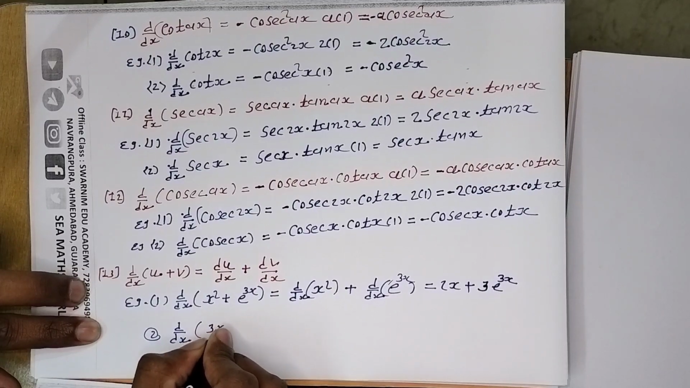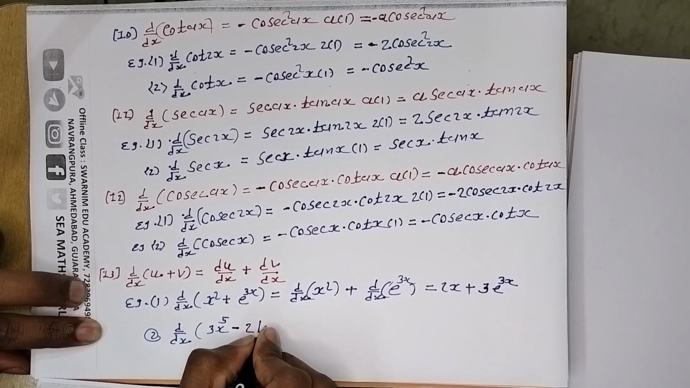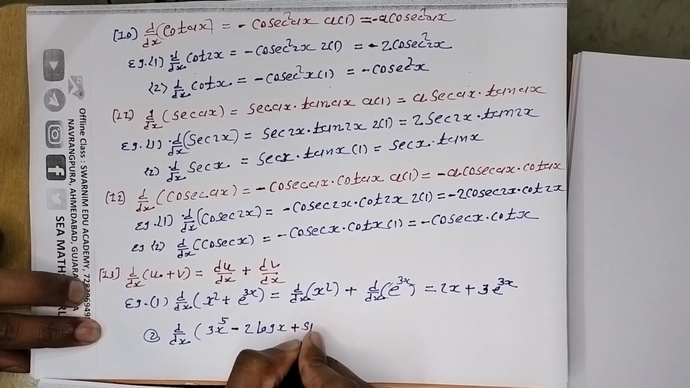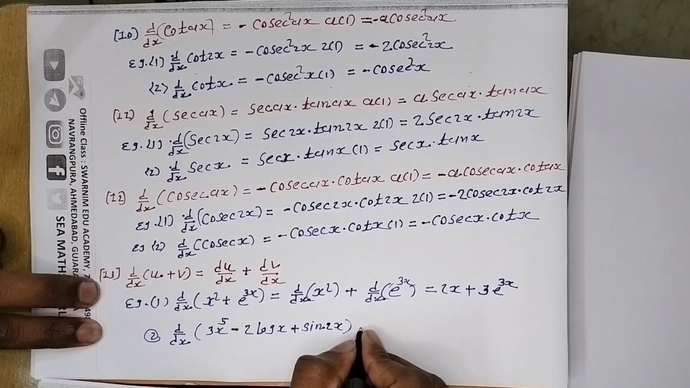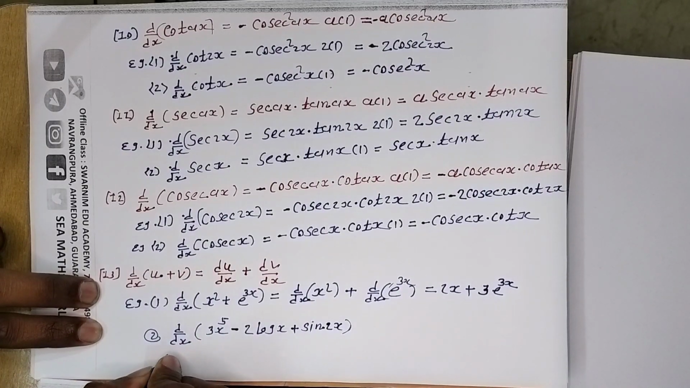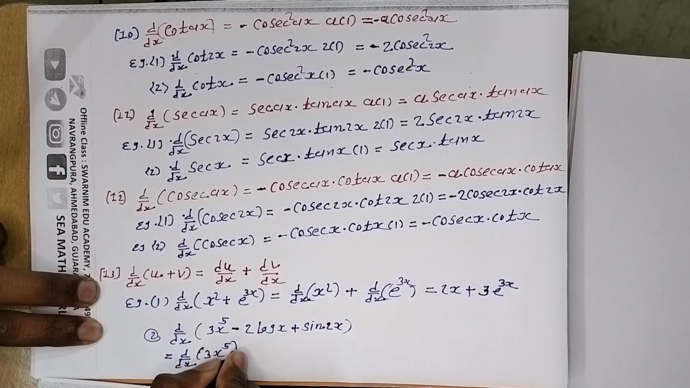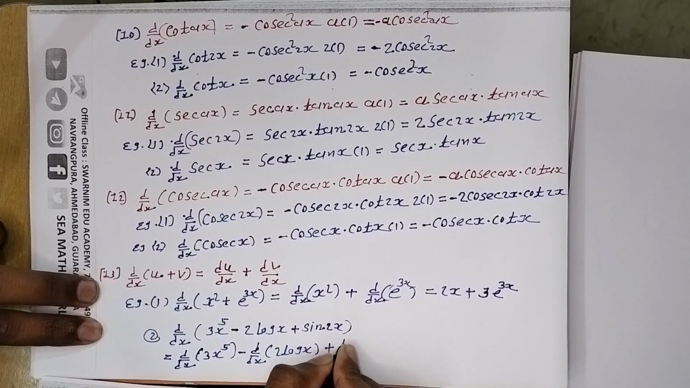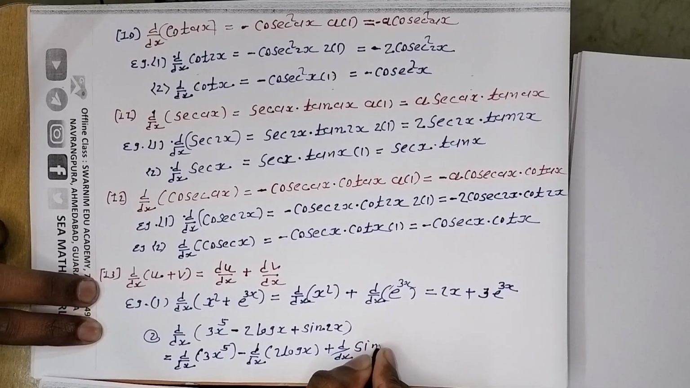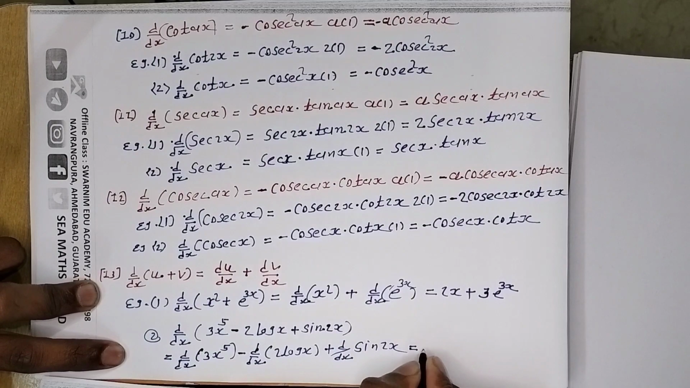Differentiation of 3x raised to 5 minus 2 log x plus sine 2x. How can we differentiate it? Apply differentiation. So differentiation of 3x raised to 5 minus differentiation of 2 log x and differentiation of sine 2x is equal to. Here see 3 is a constant, we can take out as it is.